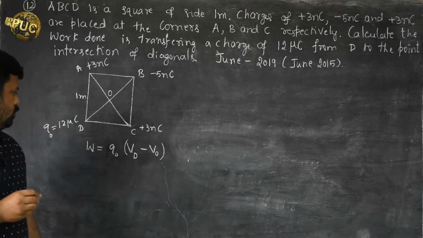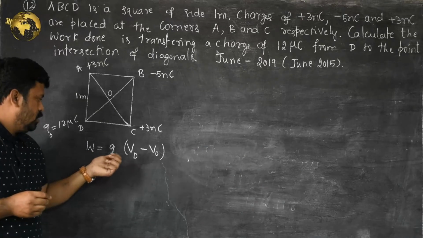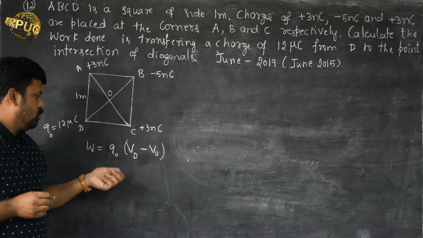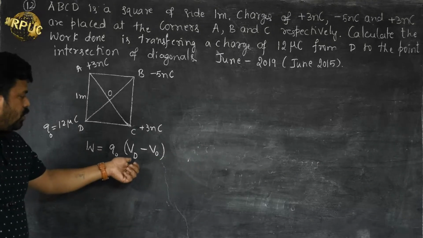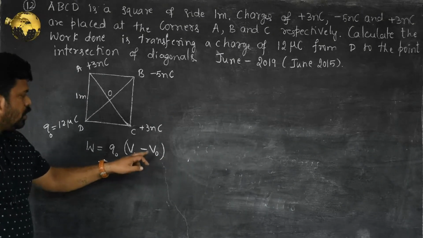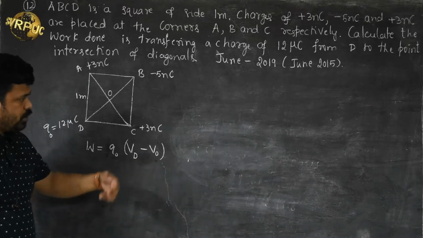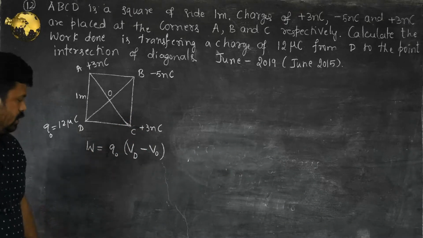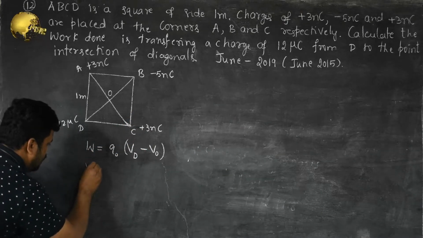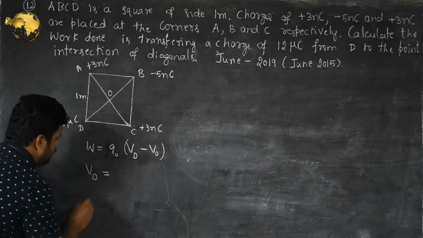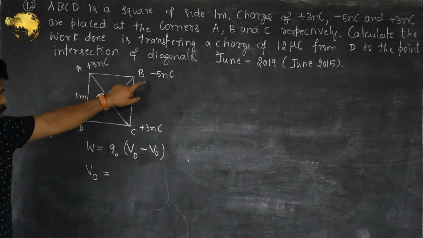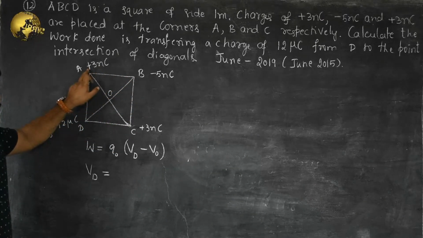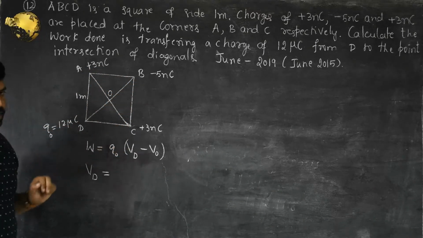So we can make use of the formula: work done is equal to Q naught, the charge moved, times the potential difference, that is Vd minus Vo. Let's find out Vd and then Vo, then we can calculate the work done. Let's start with Vd. This is the potential at D. Potential at D is due to these three charges, that is the charge at A, at B, and at C.